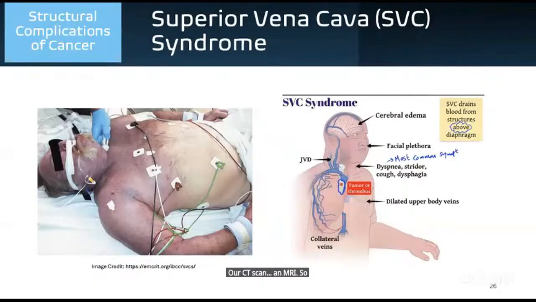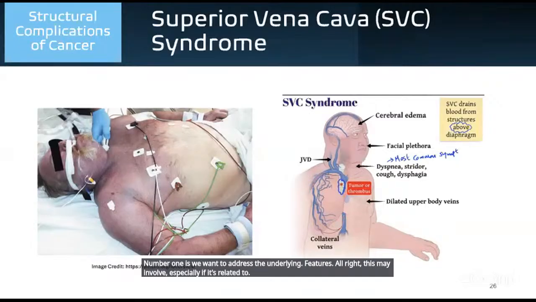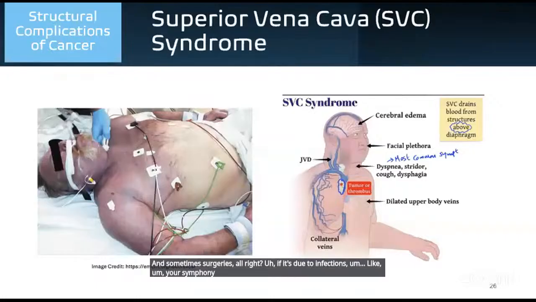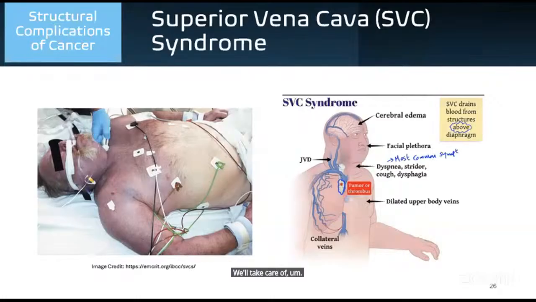For the treatment, number one is to address the underlying cause. This may involve, especially if it's related to cancer, chemotherapy, radiation therapy, and sometimes surgery. If it's due to infections like syphilis or tuberculosis, antibiotics will take care of the underlying cause.